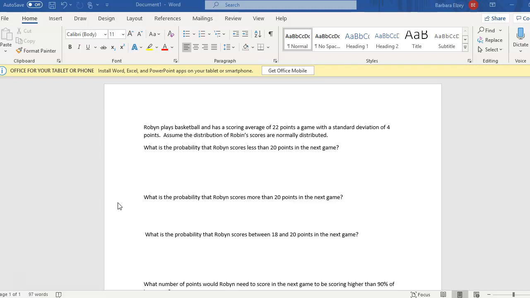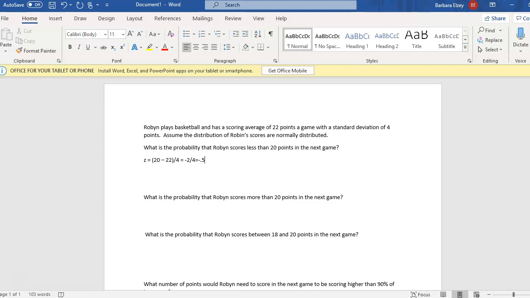Now, when we have a normal distribution and we're looking for probability, the first thing we should think is z-score. So let's do our z-score, letting x be these 20 points that he has in the next game. Our mean mu is 22, and our standard deviation sigma is 4. So let's plug that into the z-score that we've already been doing. We will have 20 minus the mean of 22 divided by 4. And on top, that gives me negative 2 divided by 4, which is negative 0.5.